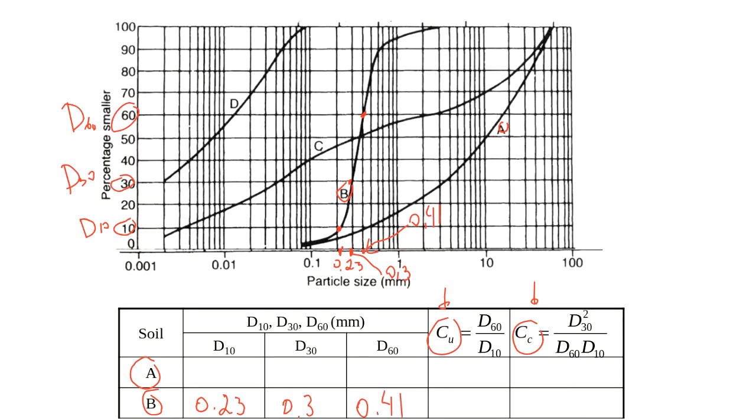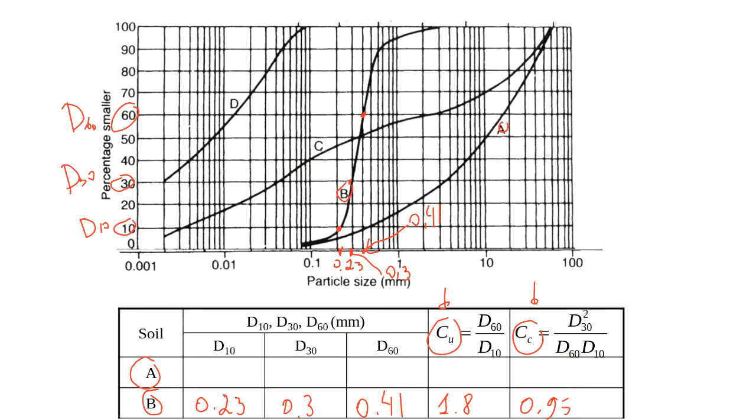Then if we put the numbers in the formula, the coefficient of uniformity, CU, it stands for coefficient of uniformity, will be 1.8. And the coefficient of curvature will be 0.95.